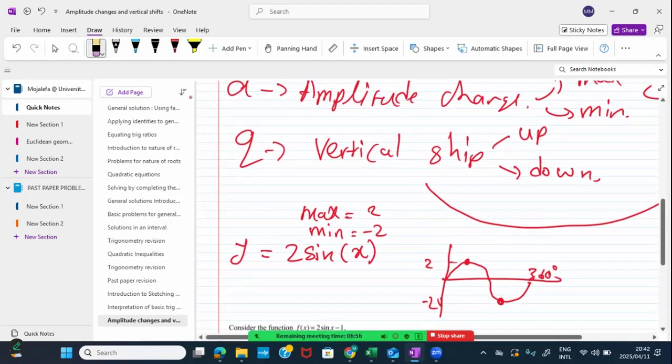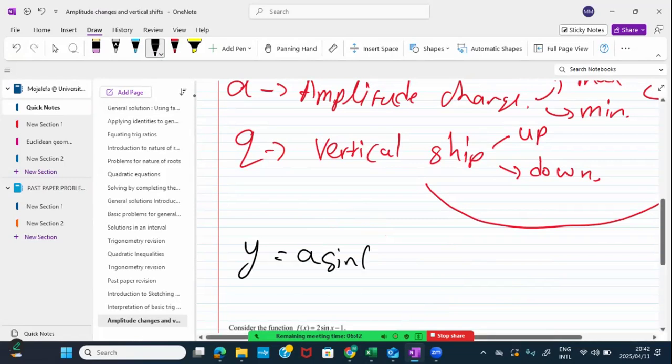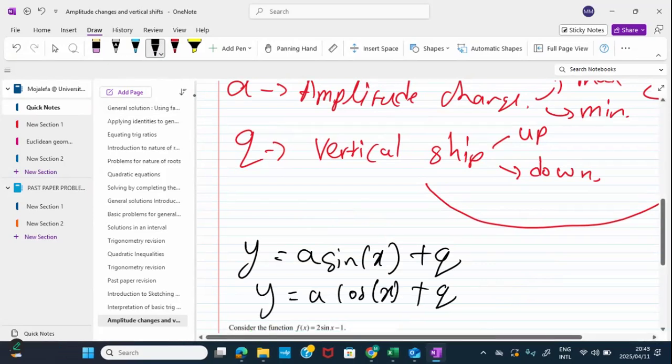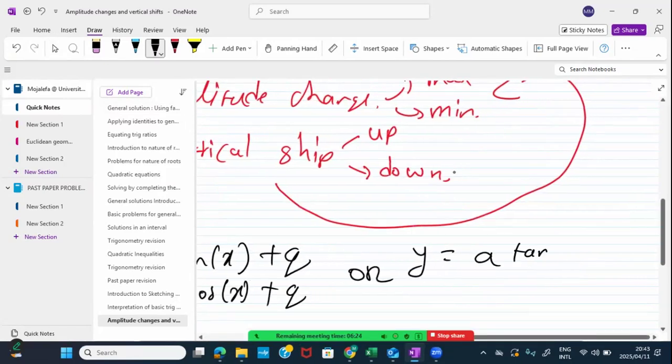So now I want us to go sketch. I want us to sketch to revise how to sketch graphs of the form y is equal to a sine x plus q, or y is equal to a cos x plus q, or y is equal to a tan x plus q.